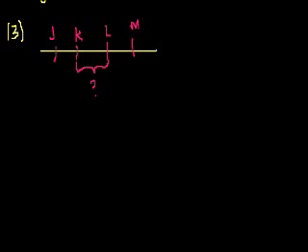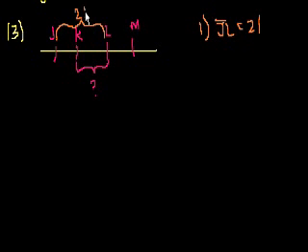So statement 1, they tell us the road distance from exit J to L is 21. So we could just write that in. So line segment JL is equal to 21. So that tells us that this distance right here is 21. Well, that by itself, because we don't know where K is within that 21 miles, doesn't help us. Let's see if statement 2 helps figure out things.